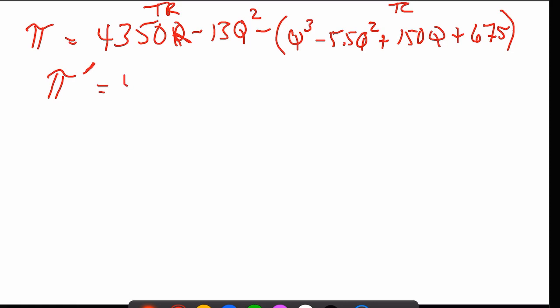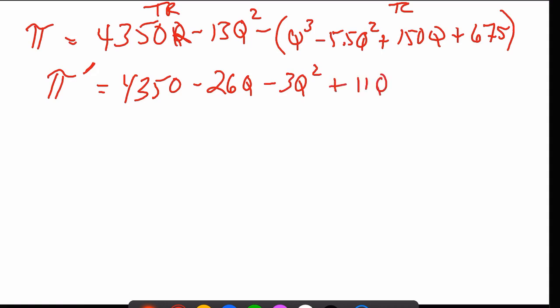And that's 4350 minus 26q minus 3q squared plus 11q plus, that's a negative 150. Okay? So that's going to be a negative 3q squared minus 15q.